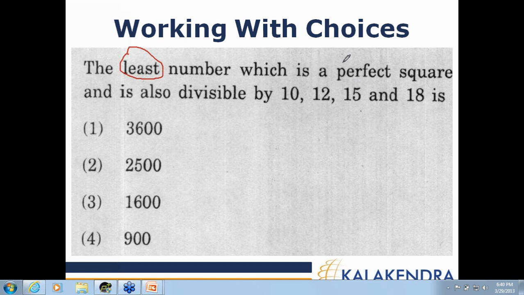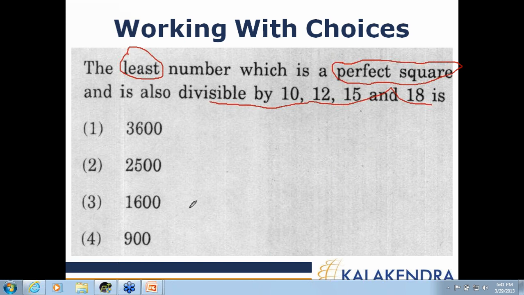The second element of this question is that it needs to be a perfect square. And the third element is that it is divisible by four numbers. Now if I look at these answer options, I can quickly scan through and figure out that all of them are perfect squares. And I need to find out the least number which is also divisible by 10, 12, 15, and 18.